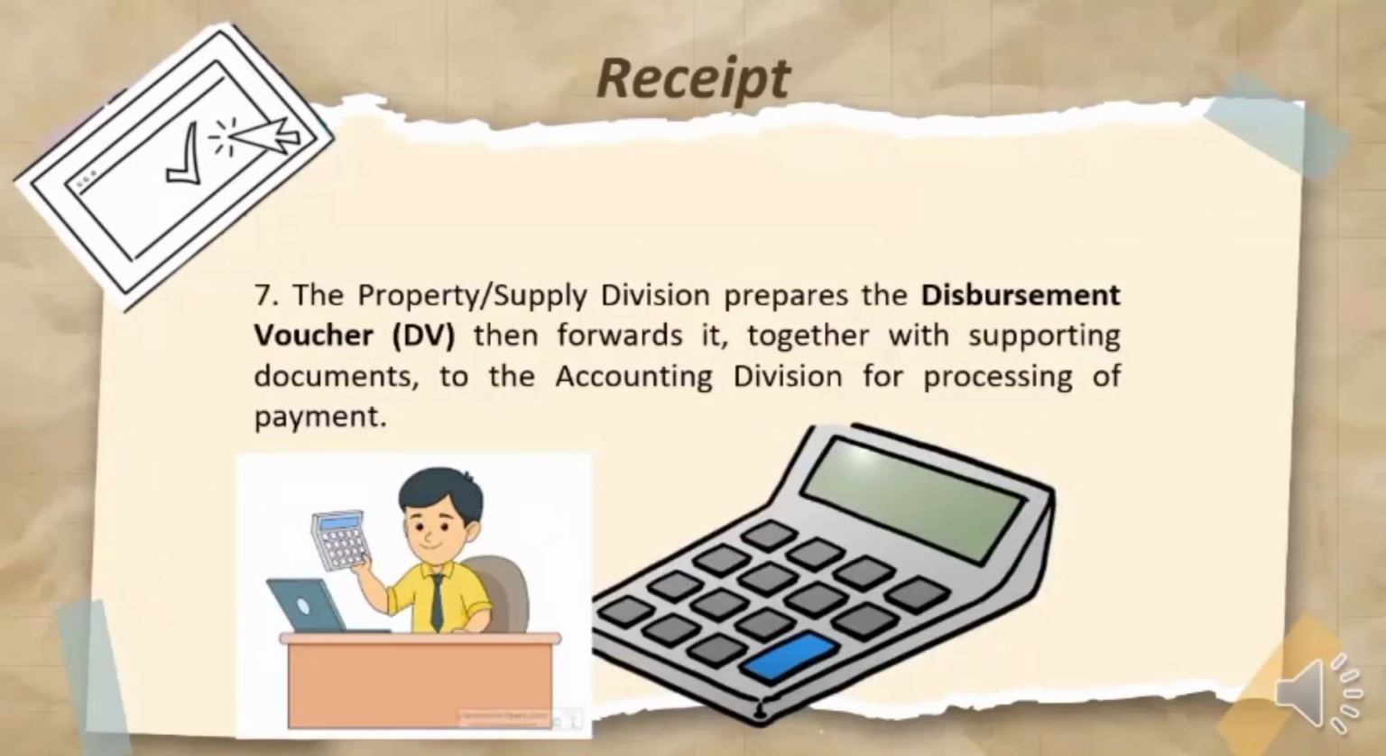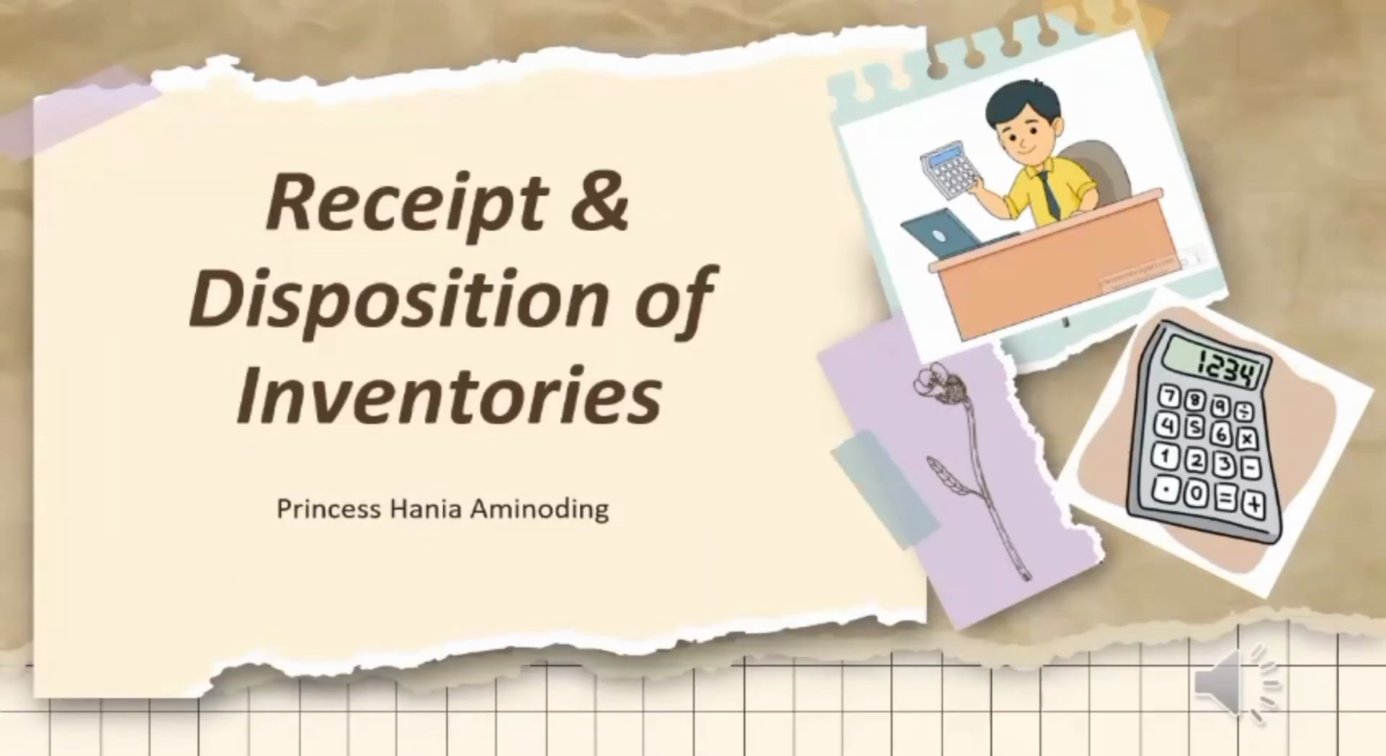Lastly, the Property Supply Division prepares the disbursement voucher, then forwards it together with supporting documents to the Accounting Division for processing of payment. So, the disbursement voucher is a form used to pay an obligation to employees, individuals, agencies, or creditors for goods purchased or services rendered. The Accounting Division or unit should stamp on the face of this form the date of receipt from the requesting unit. That would be all for the receipt.